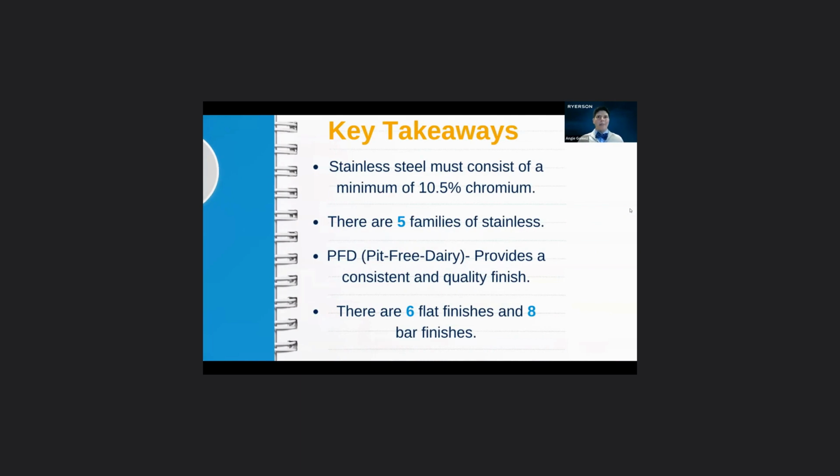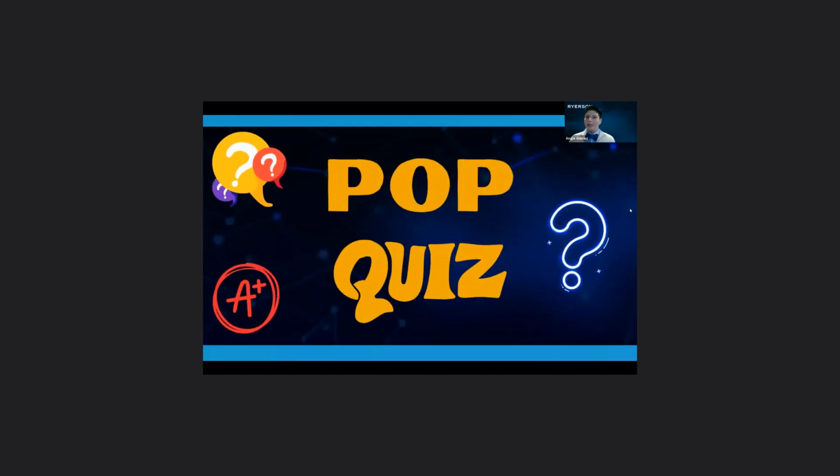So there we go, another cool product that Ryerson can provide. Now a little recap on everything we covered today. Remember, stainless must consist of a minimum of 10.5% chromium to be considered stainless. There are 5 families of stainless steel that each have their own chemistries and characteristics. Pit-free dairy polishing provides a consistent and quality finish that removes surface imperfections for food and dairy applications. We covered 6 flat finishes and 8 bar finishes that are typically used in stainless steel products. And with that, we'll go to Chelsea for some of your questions and hopefully answers.